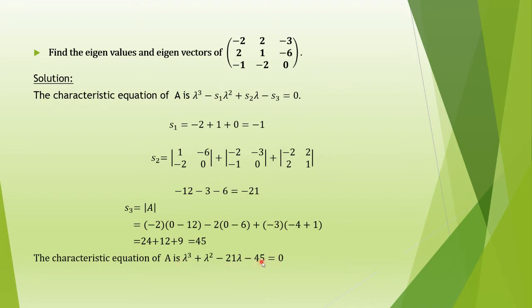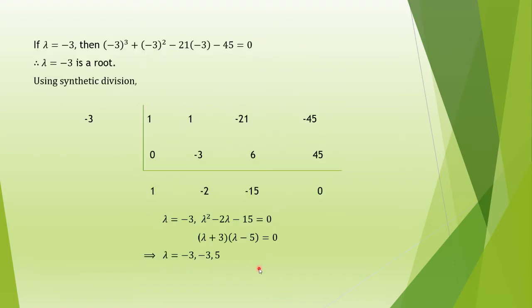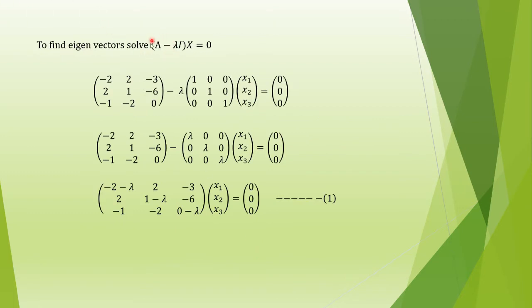Here this equation can't be factorized, so you have to find the root with synthetic division. We get 0 only for lambda equal to minus 3, so one of the roots is lambda equal to minus 3. Using minus 3, we get the next equation, lambda square minus 2 lambda minus 15 is equal to 0. If you factorize this, you get lambda plus 3 and lambda minus 5 is equal to 0. Therefore the three lambda values are minus 3, minus 3 and plus 5.